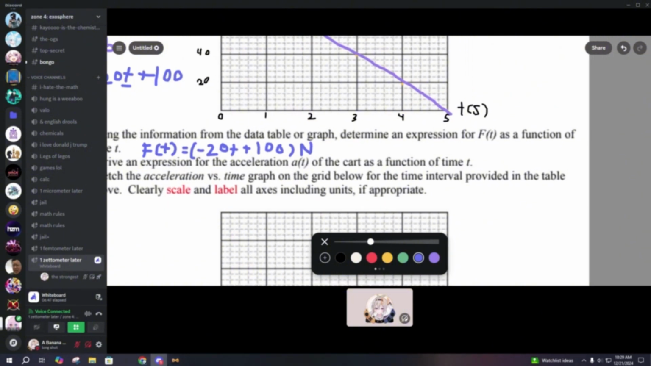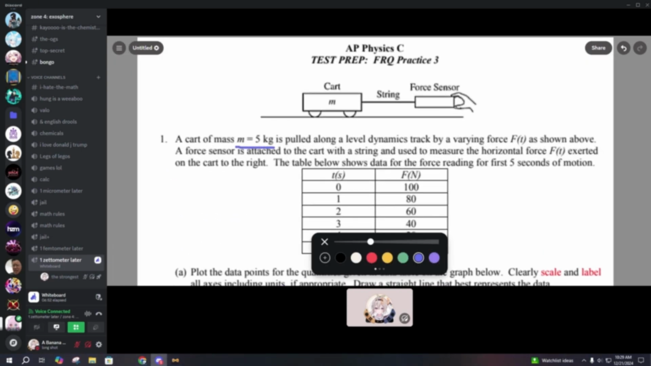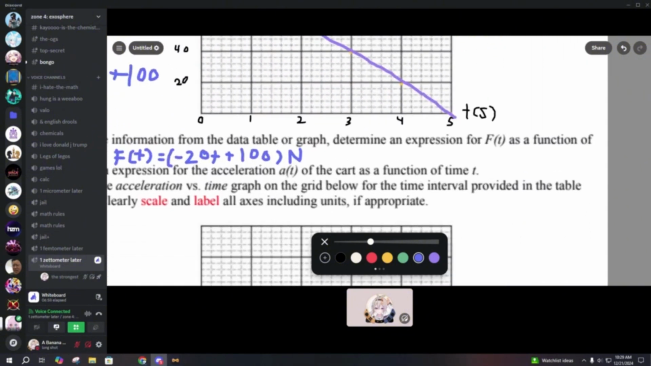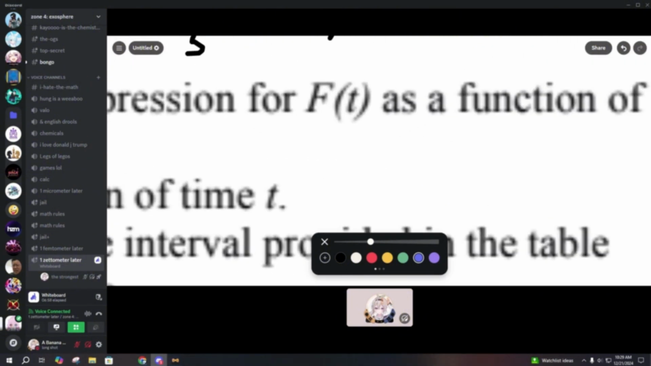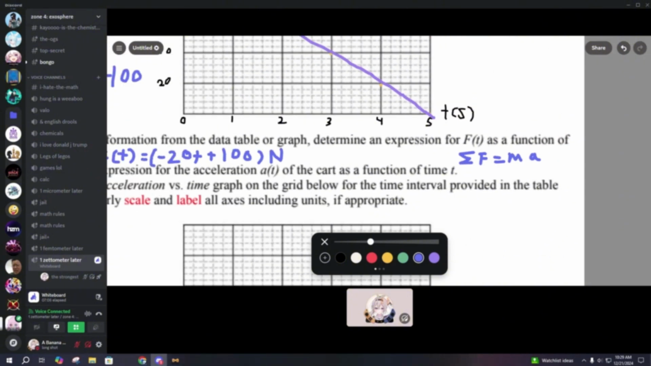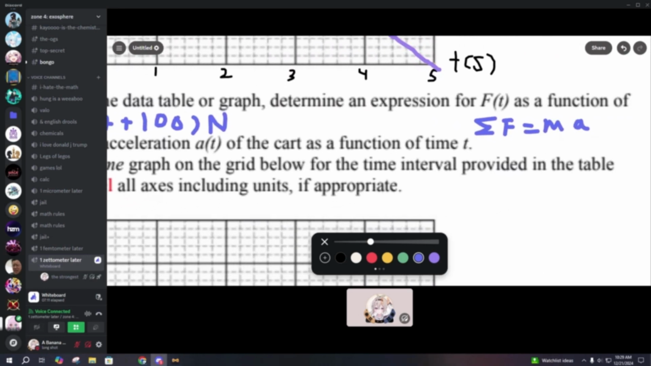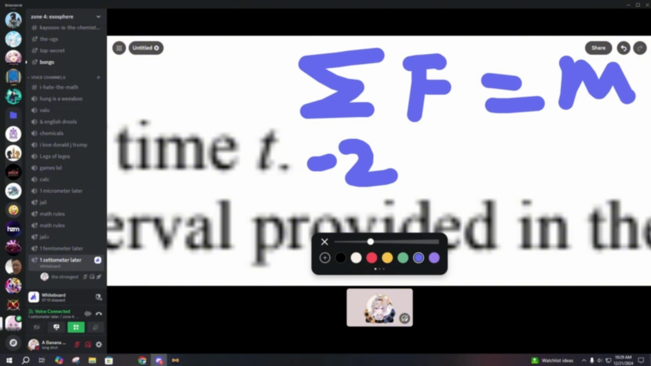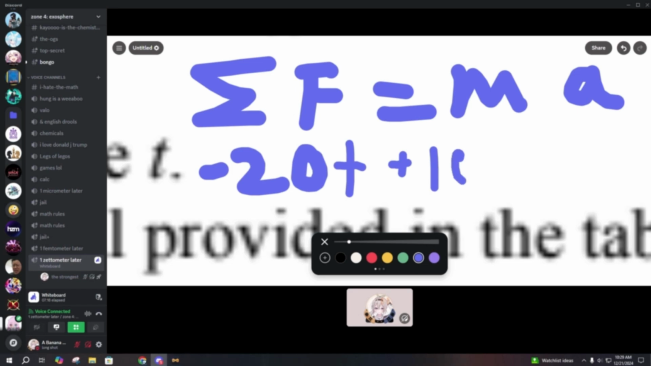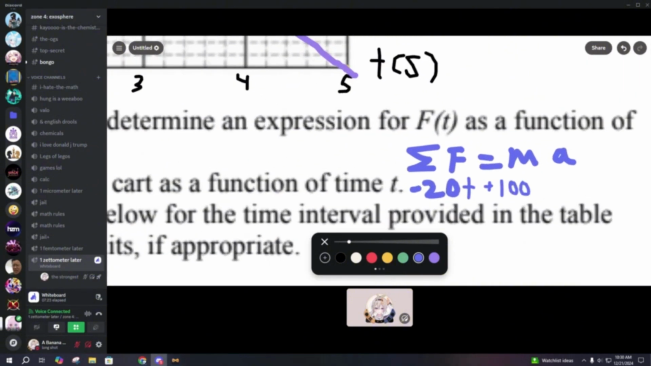Well, we have the force. What we have to do is divide it by mass. And where's the mass? Right here: cart of mass 5 kilograms. So, first off, I know that sigma F is equal to mass times acceleration. And our sigma F would be this function right here, F of t, force as a function of time. So let's bring that down. Negative 20t plus 100, because that's my F of t I found earlier.